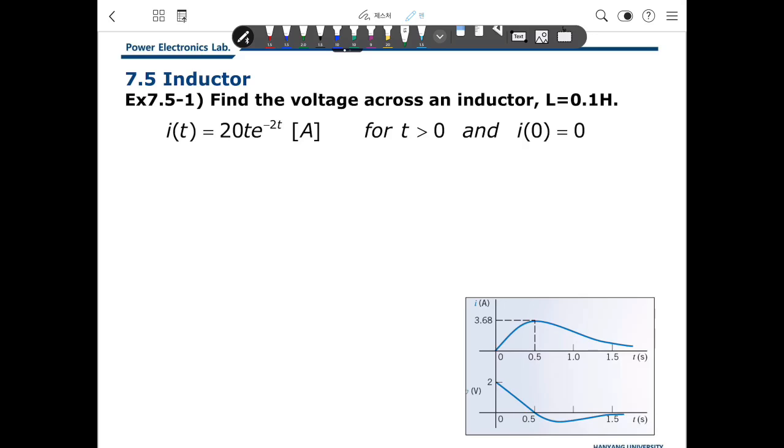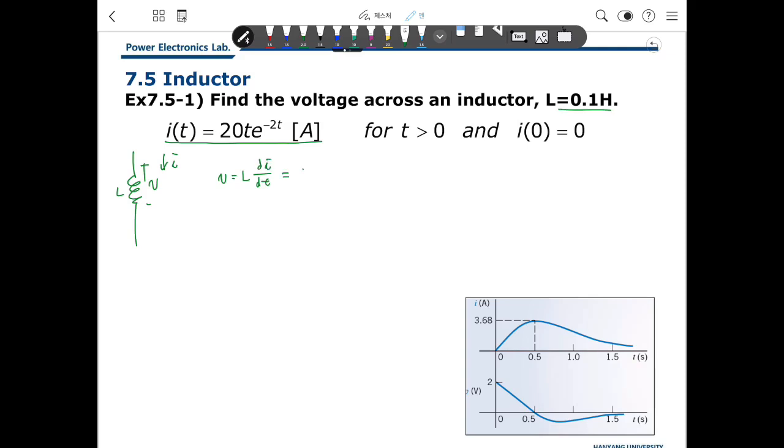So we have an example here. Find the voltage across the inductor when L is 0.1, and the current is given in this way. Then we know the inductor equation. What is that? When you say this is the inductor, then you can say V and this current I. The relationship between the current and voltage, then what is that? V is L di/dt.